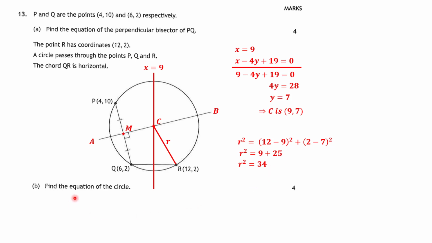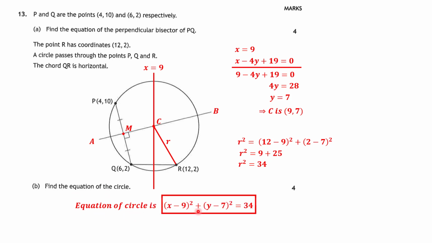So the final part of this is to find the equation of the circle. It's going to be (x minus 9) all squared plus (y minus 7) all squared equals 34, and that's using the centre here and the radius squared there. And that's the end of the question paper. That was worth 4 marks.